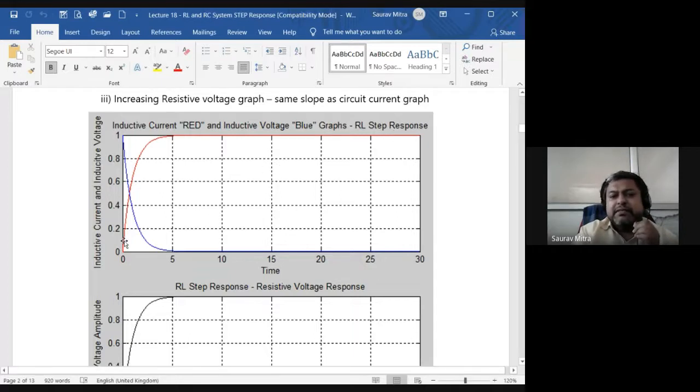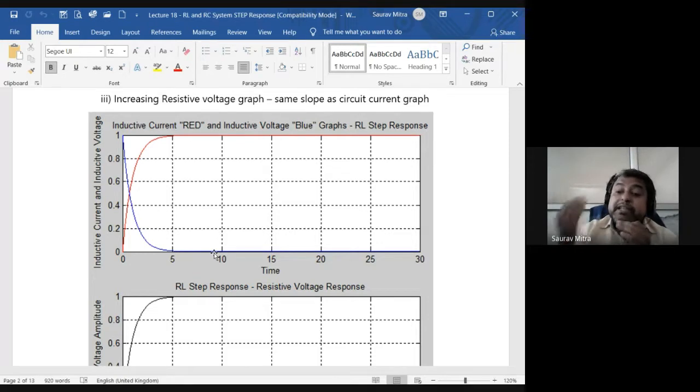You will find that the inductive current is increasing. The red one is current, and the blue one is voltage, because the inductor impedance is reducing and voltage is directly proportional to impedance. Initially, I told you that the inductor will be an open circuit. That means all the voltage will come across the inductor. So how much is that? Very big voltage. And as time goes by, from t is equal to 0 going up to t is equal to infinity, the inductor becomes a short circuit. And what is the voltage across a short circuit? Voltage is 0. So that's why you find that the inductive voltage is falling exponentially and coming to 0. And as the inductive impedance is reducing, that means the overall circuit impedance is reducing. That means the current in the circuit will build up.